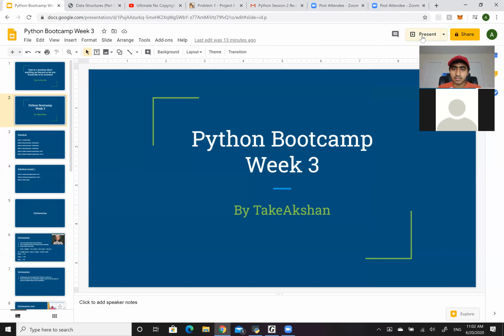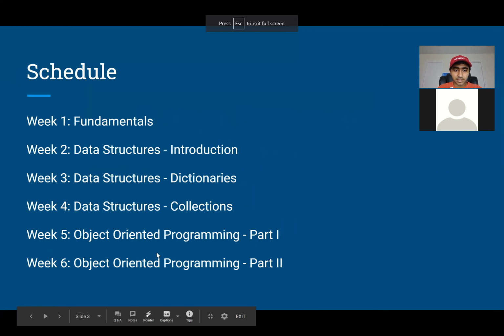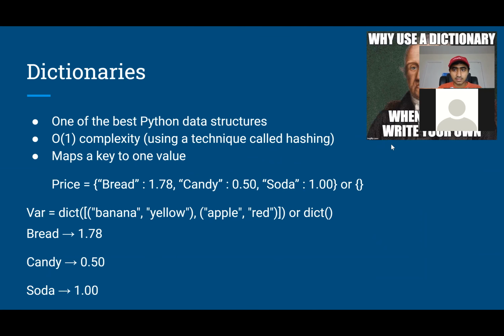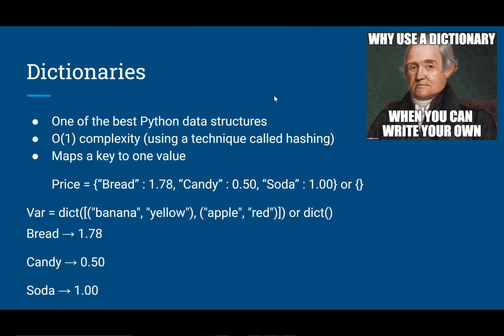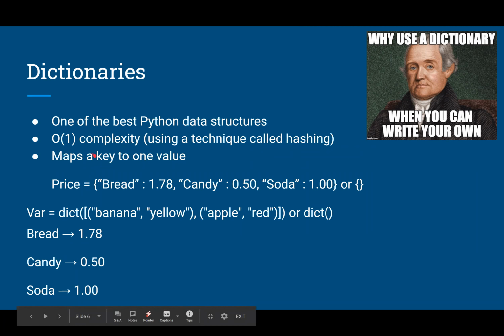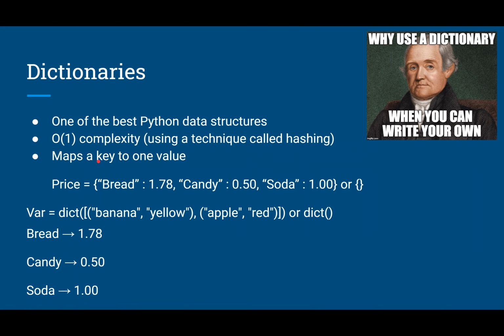So today we will be talking mostly about dictionaries. Dictionaries in Python are one of the best Python data structures that you'll ever really use. They have an O of 1 complexity, so they're very efficient, in fact. And they achieve an O of 1 complexity using a technique called hashing. In a dictionary, we map a key to one value. So each variable that we call a key will map to another value in Python.